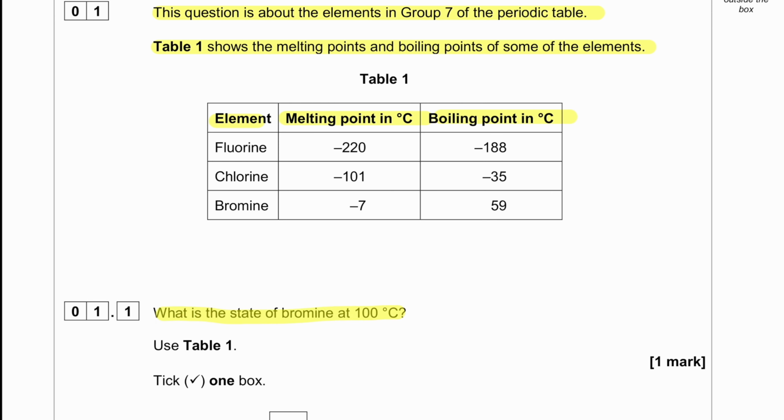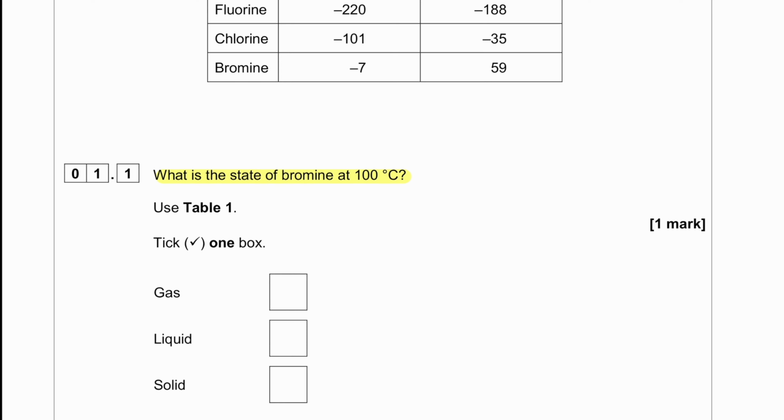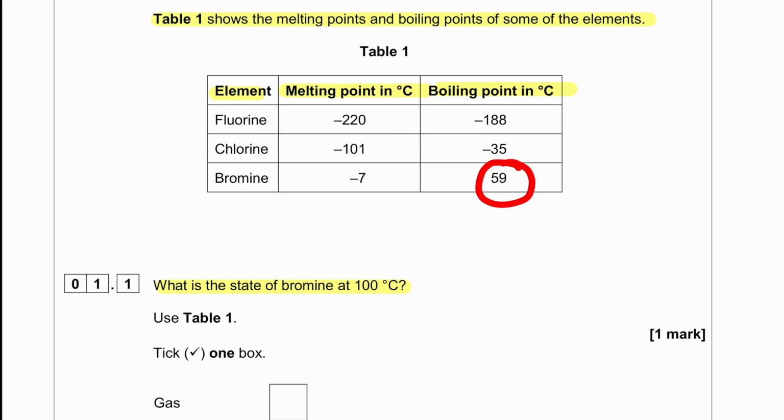What is the state of bromine at 100 degrees Celsius? So let's look at bromine. Bromine boils at 59 degrees Celsius. Since bromine boils at 59 degrees Celsius, at 100 degrees Celsius it is going to be a gas.